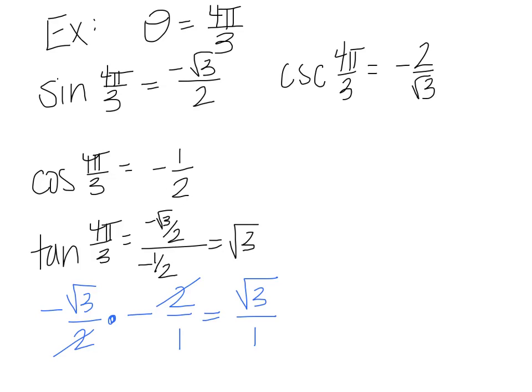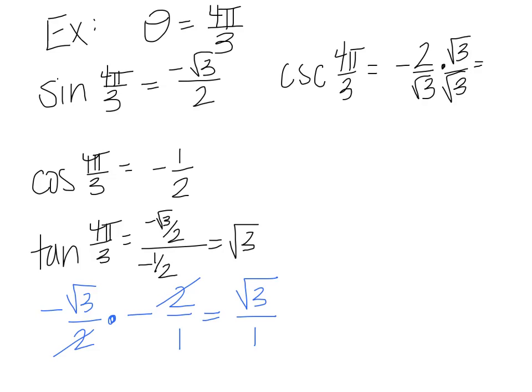That's not an acceptable answer. How come? Radical in the denominator. That's just a rule in math. We cannot have a radical in the denominator. How do we get rid of that radical? Multiply it by square root of 3 over square root of 3. It's called rationalizing the denominator. We're going to rationalize the denominator.